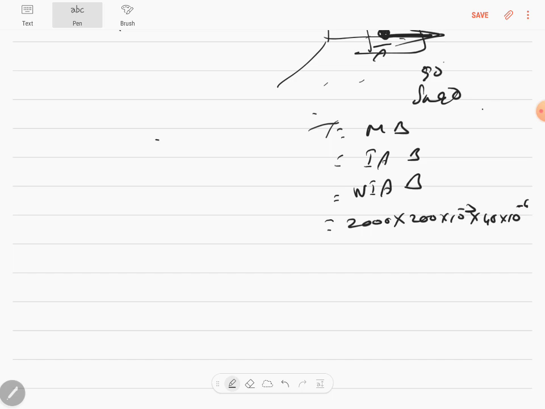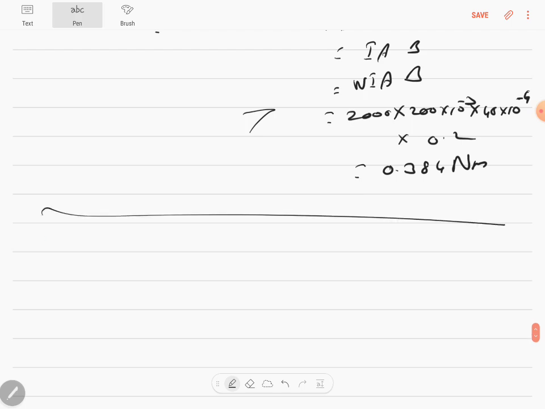8 centimeter into 6 centimeter is 48 centimeter square. Centimeter square into meter square is 48 into 10 to the power minus 2 the whole square, which is 10 to the power minus 4. What next? Magnetic field was 0.2 Tesla. If you multiply all this, you'll automatically get your torque value, which has got to be 0.384 Newton meter. Make sure everything is in SI units. That's the only thing. Are you clear?